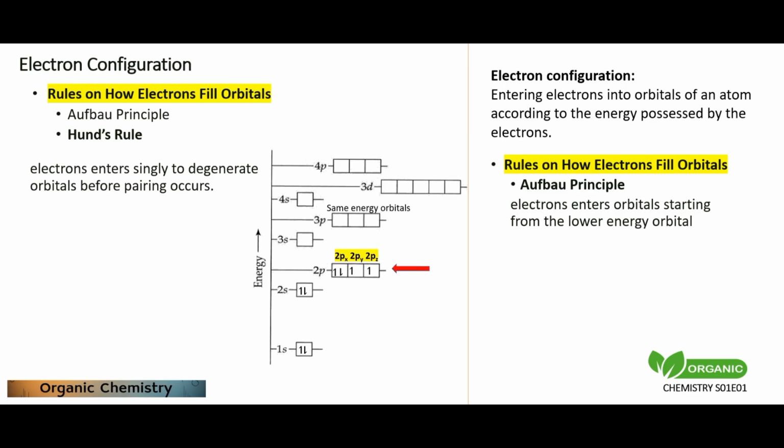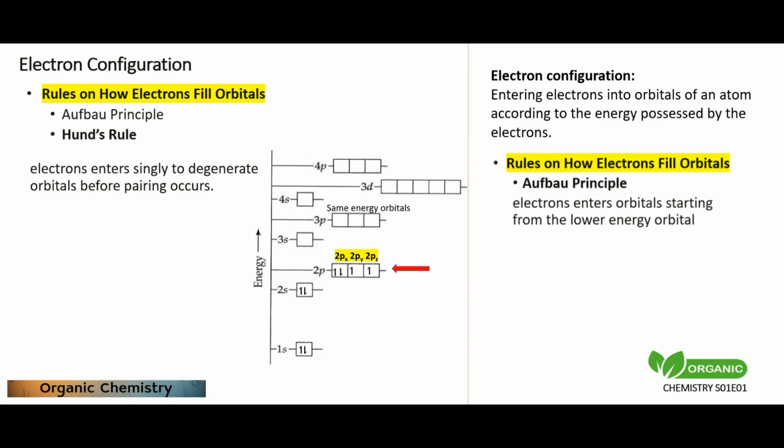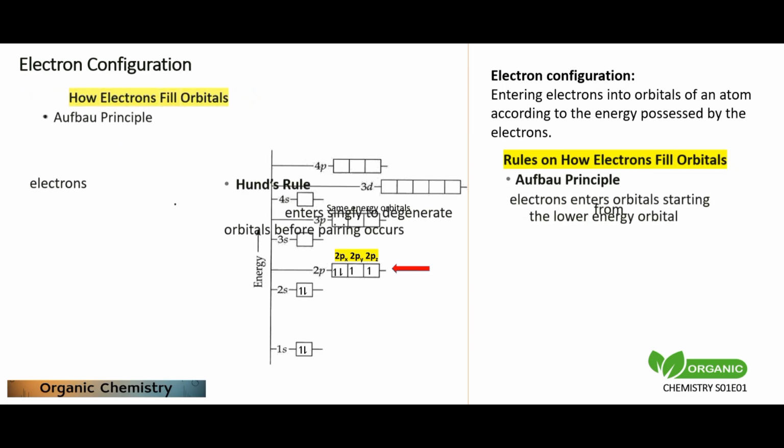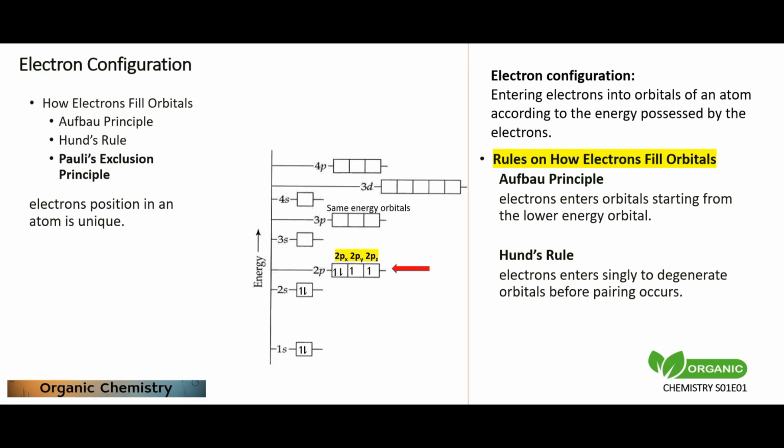The next is Pauli's exclusion principle. This emphasizes that the electron position in an atom is unique. It shows that, since each orbital can contain 2 electrons maximum with different spin numbers, it will be impossible for 2 electrons in the same atom to have the same all 4 quantum numbers.